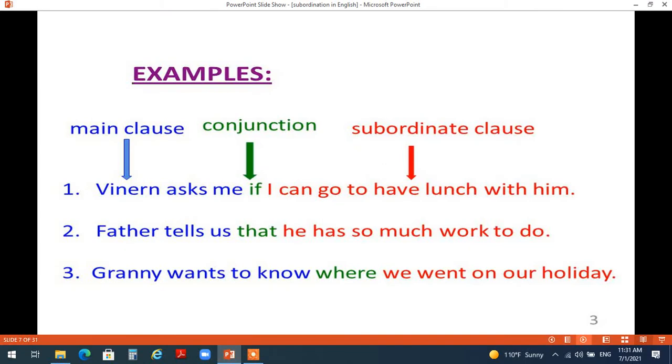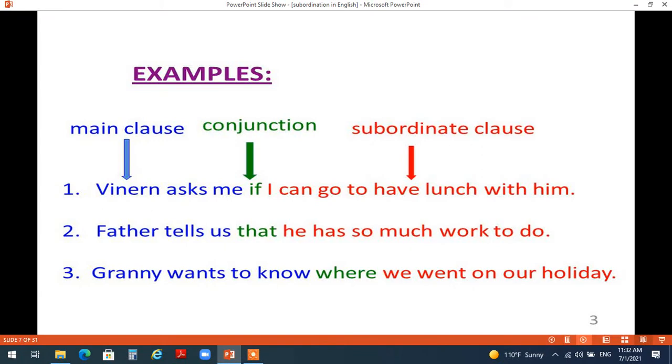As you can see here in this example, or these three examples in fact, how we analyze a sentence into its basic elements of having a main clause, the conjunction, and the subordinate clause. In example number 1, Vinrin asks me if I can go to have lunch with him. Here we have used the subordinator if. Then we have a complex sentence. So, if I can go to have lunch with him, this is the subordinate or the dependent clause, while Vinrin asks me, this will be the main or the independent clause.